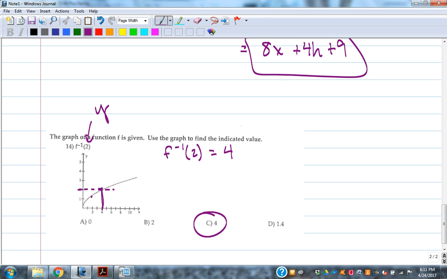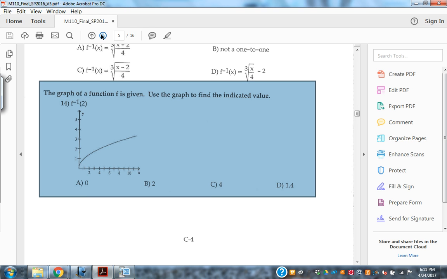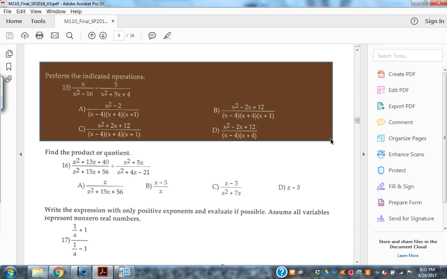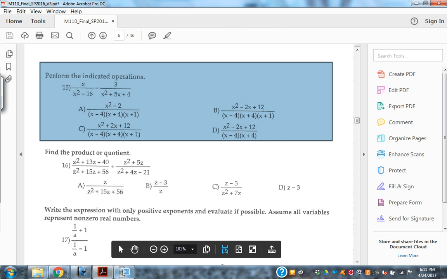Next. 15. All right. Next page. Oh yeah, good one. Okay.